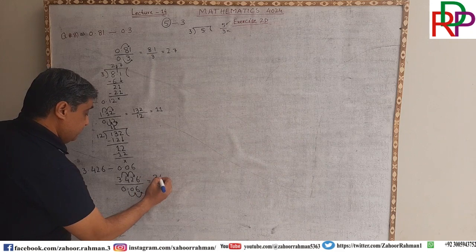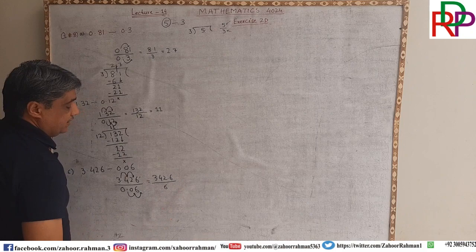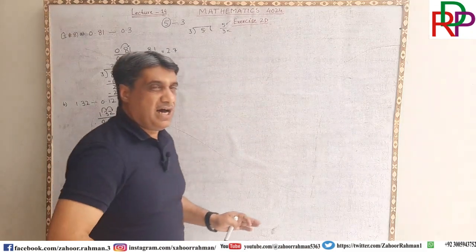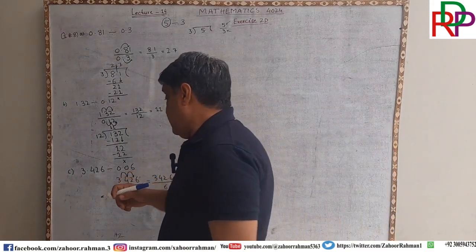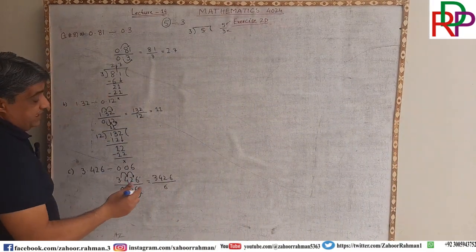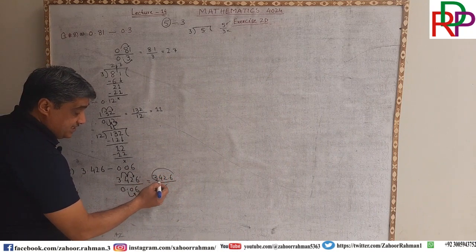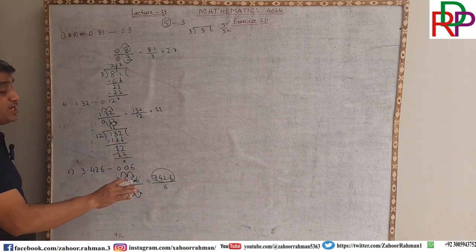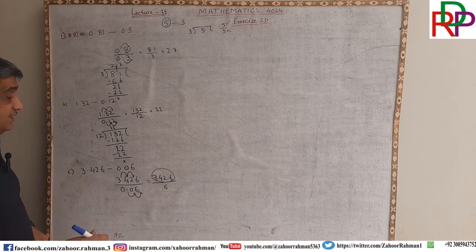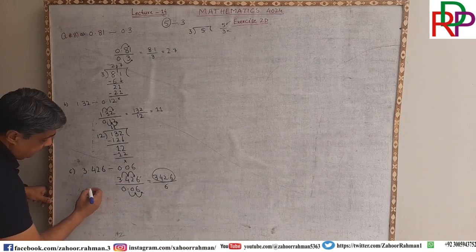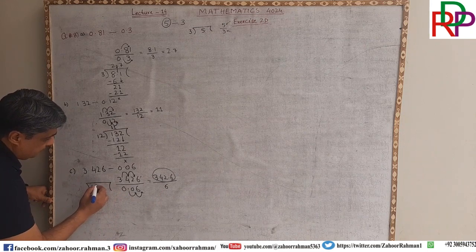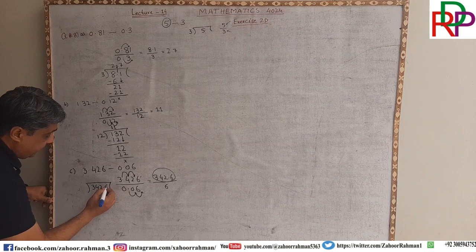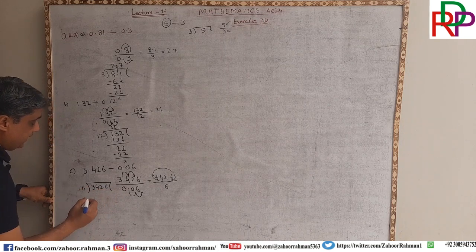So it will become 342.6 and this will become 6. 6.0 or 6 is the same concept. Ladies and gentlemen, once again reminding you that it doesn't matter that this number contains a decimal, but no decimal should be there in the denominator. We are dividing this number here, 342.6 divided by 6.